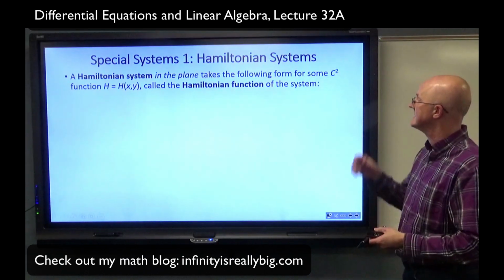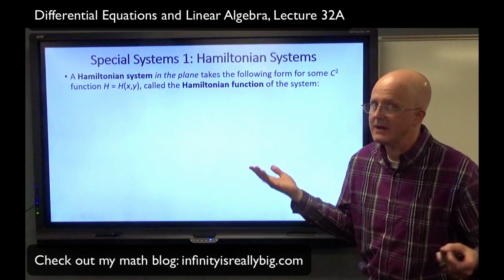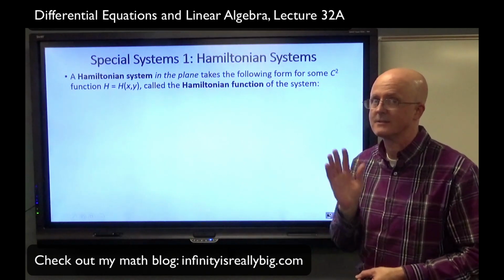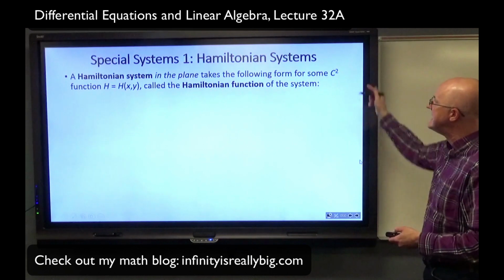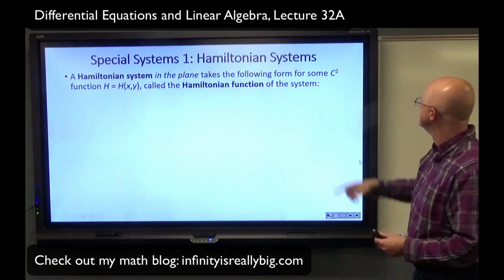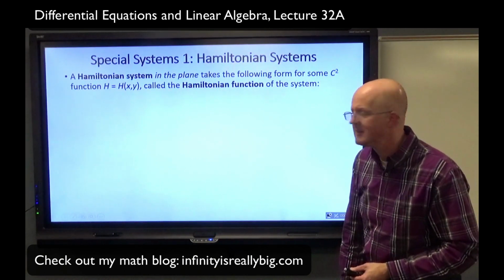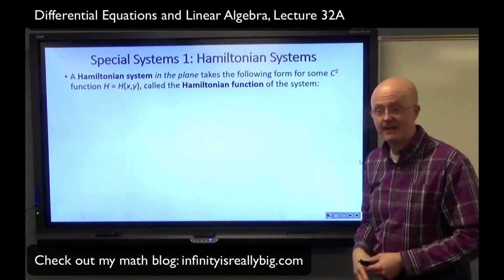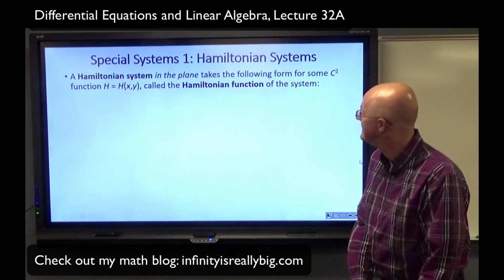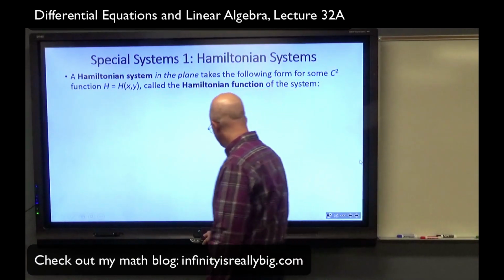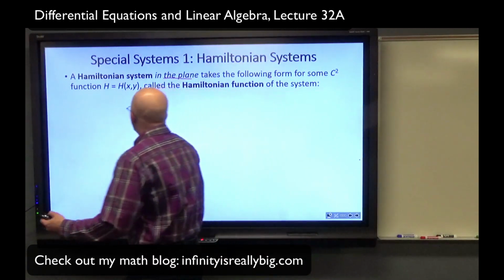A Hamiltonian system in the plane. There are Hamiltonian systems in higher dimensions, but as you would expect, they are harder to understand. So let's start with the plane. It takes the following form for some C2 function h. What does C2 mean? That means twice continuously differentiable. These first and second derivatives both exist, and are continuous everywhere in the plane. I'm assuming that over the entire plane just to keep things simple. I am abusing notation here.